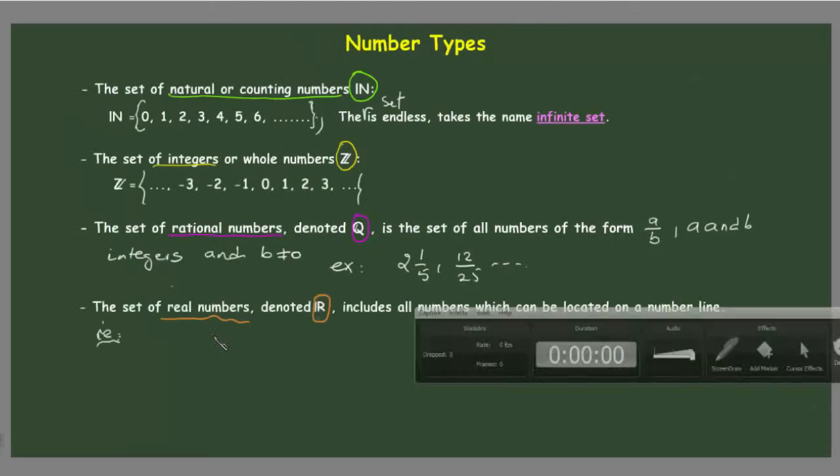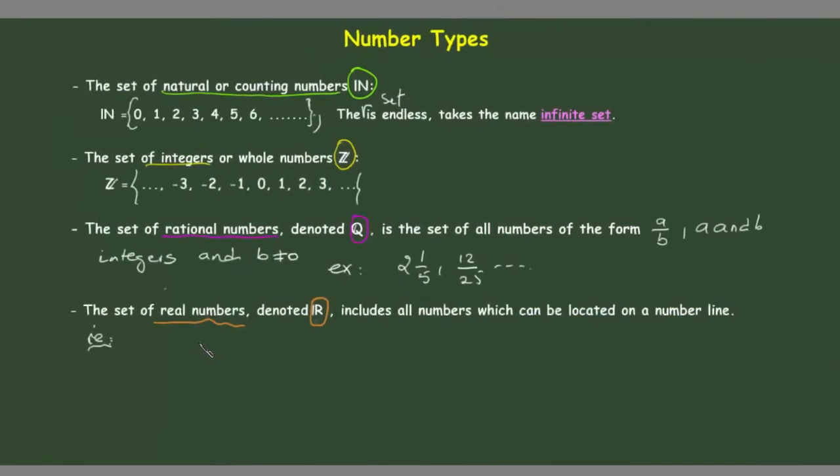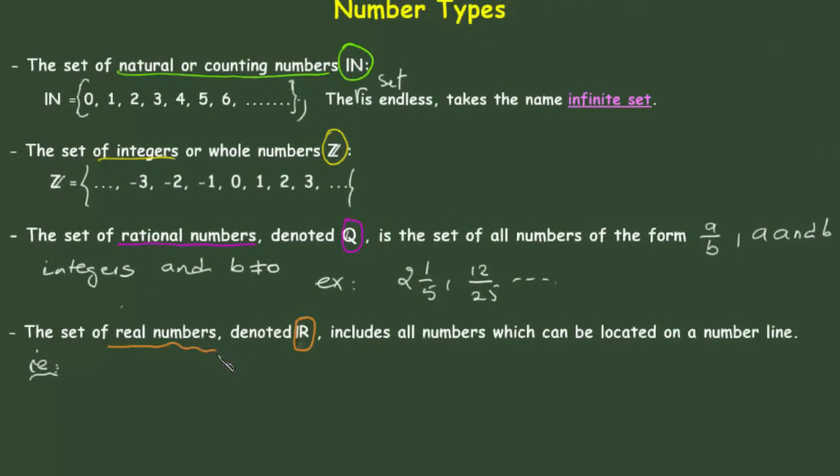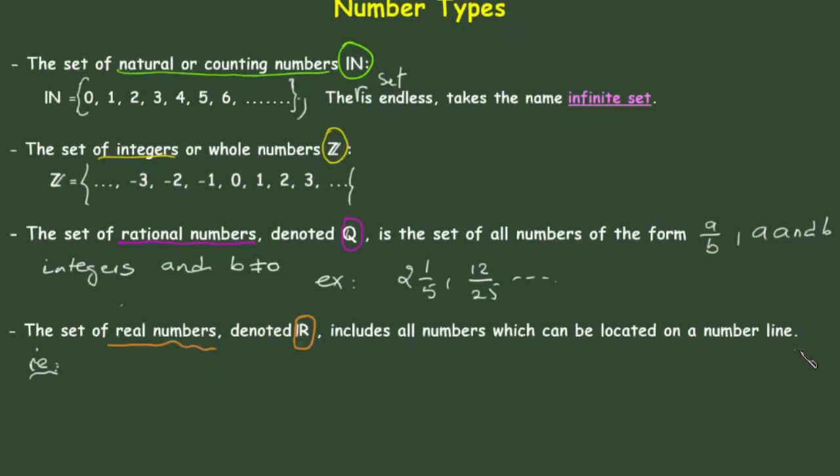Okay, now we have the set of real numbers, denoted R. This includes all numbers which can be located on the number line. To better understand that, it means that, for example, the natural numbers N can be located on the number line. The set of integers Z can be located, I mean all negative and positive. All rational numbers or fractions, we can have A over B.